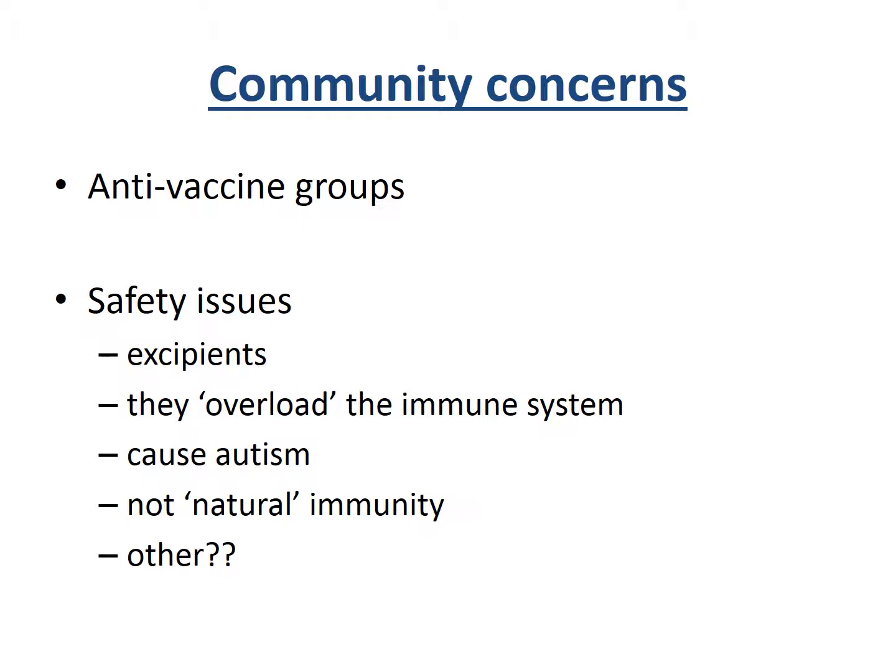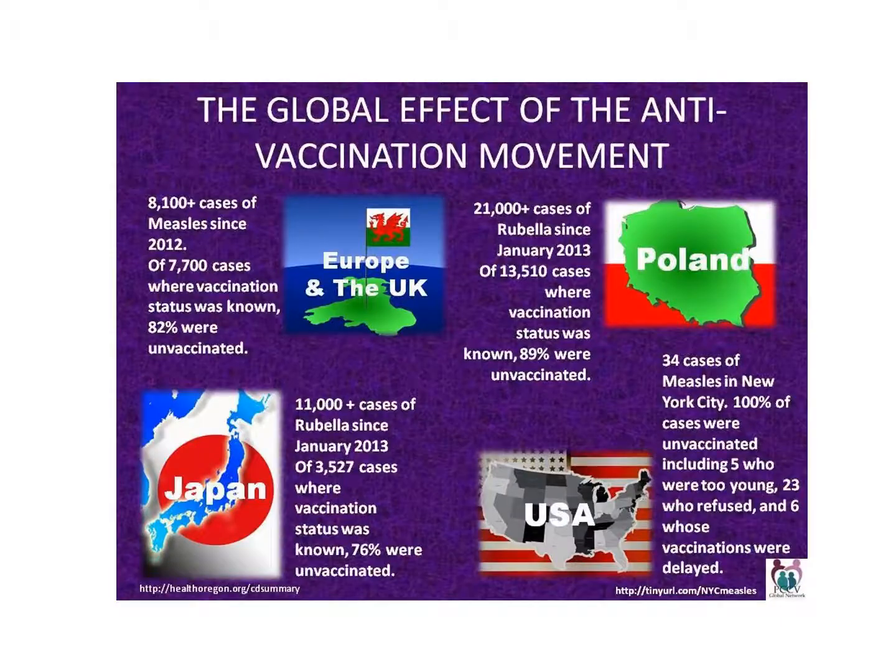Community concerns are important, and they need to be addressed in a way that is supportive and engaging. It's about engaging people in the discussion about vaccines and why they're important. So, an example of the global effect of the anti-vaccination movement: in Europe, in the UK, particularly Wales, there have been more than 8,000 cases of measles since 2012, and 82% of those people were unvaccinated. Because of low vaccination rates in the community, measles has spread.